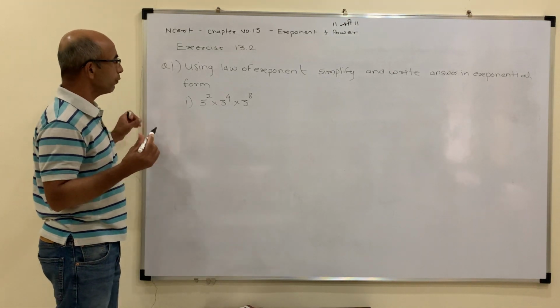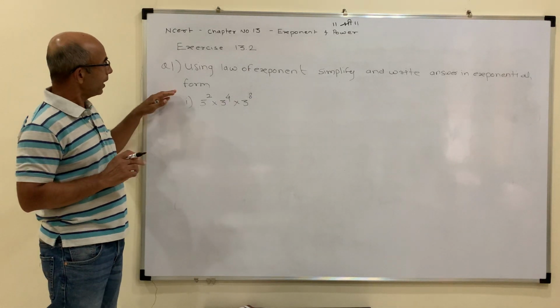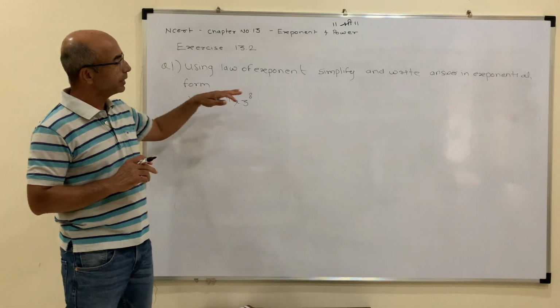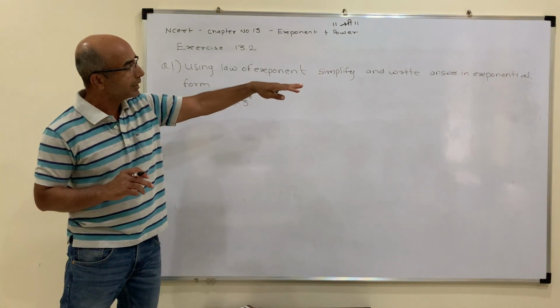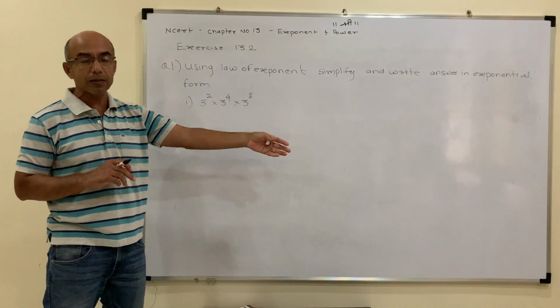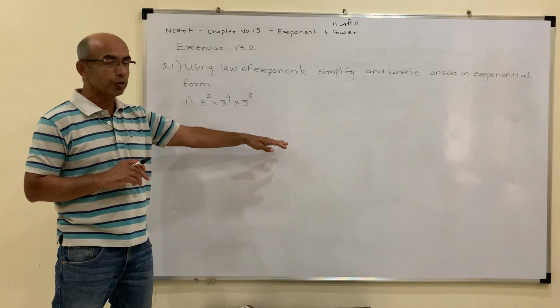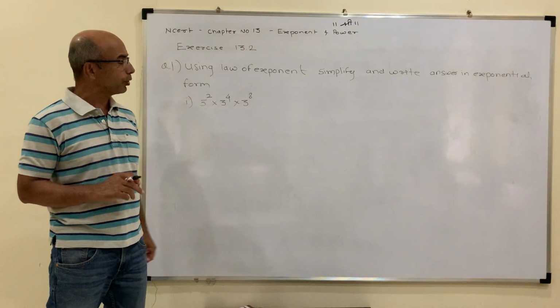Now question 1, we need to simplify, and just pay attention to what is mentioned in the question: the answer in exponential form. So we don't want to find the exact answer, the complete last step of the solution. We just put it in the exponential form.